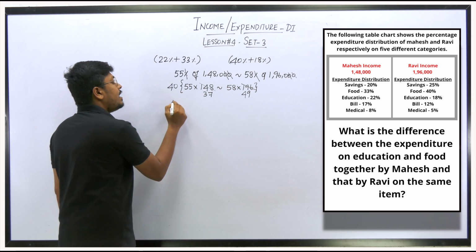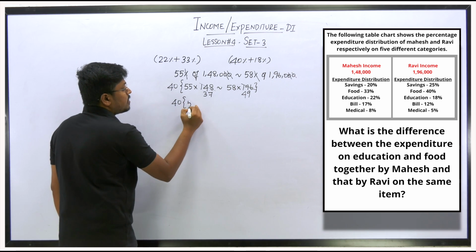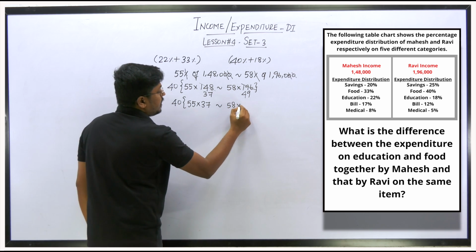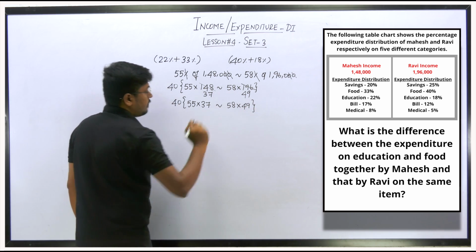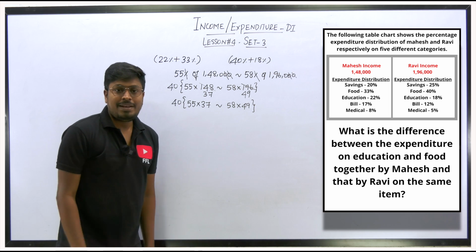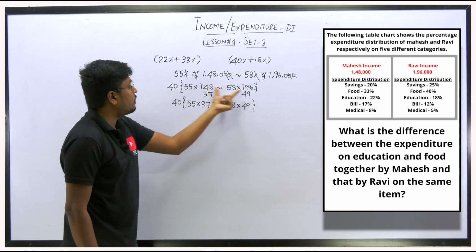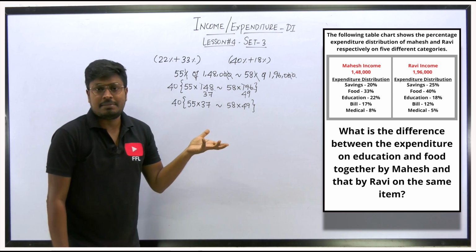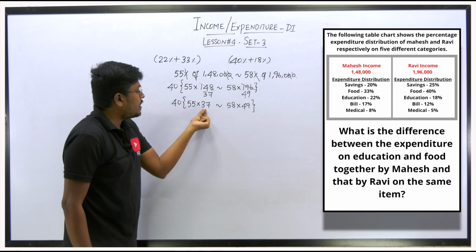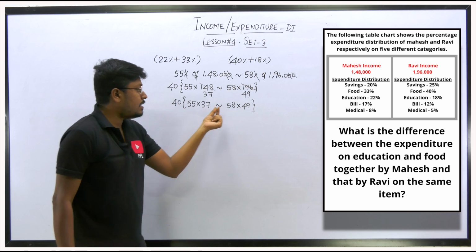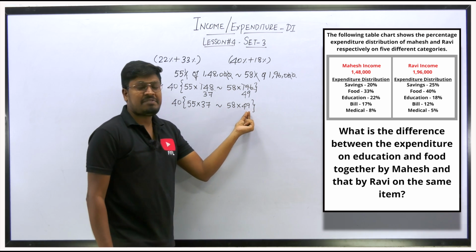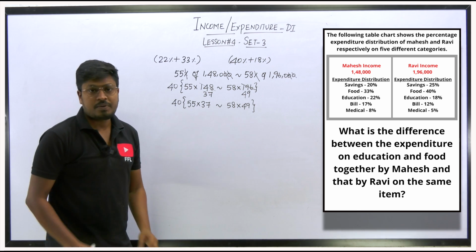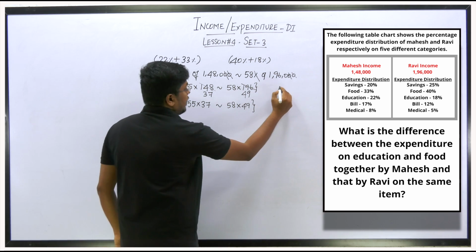Now it is very easy to multiply these two numbers, because it is 55 into 37 and 58 into 49. Understood or not? Just see how easy it is. Instead of multiplying such huge numbers, we have simplified everything into 2-digit numbers, right? Now we got 55 into 37, and the multiplication part will be easy. 58 into 49, here also it will be easy. After finding it, find the difference and multiply with 40. Got it? So first, 55 into 37.